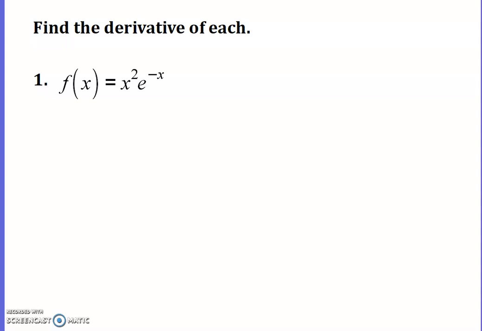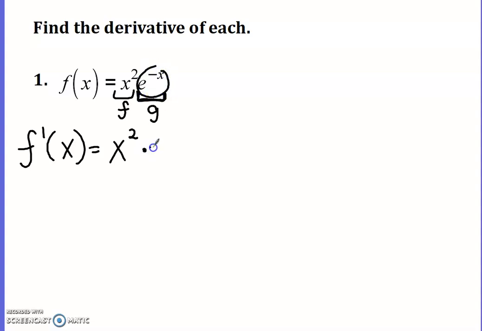Okay, so for this one, we have this x squared is a function and e to the negative x is another function. So to do the derivative, we leave this f, this x squared as it is, and I take the derivative of g. So remember, the derivative of e to the x is just e to the x. So the derivative of this piece is e to the negative x.